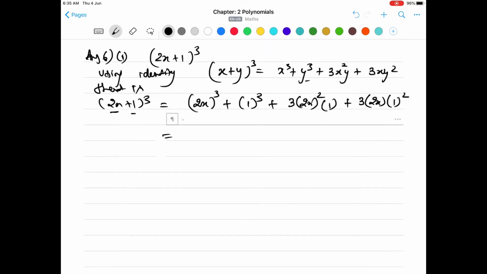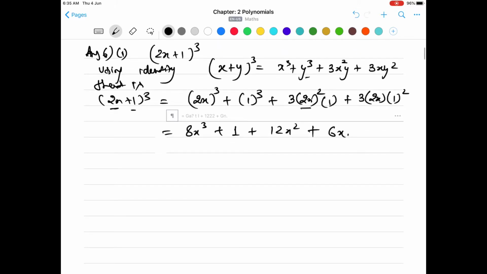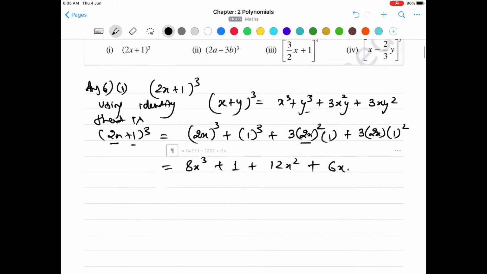Now solve this. (2x) whole cube will be 8x cube. 1 cube is again 1. Then we have plus: (2x) whole square will be 4x square, and 4x square into 3 will be 12x square, into 1 is again 12x square. Then plus, 1 square is 1, and 3 into 2x will be 6x. So that's the answer of this question number 6, part 1. Similarly, we'll solve the remaining parts.